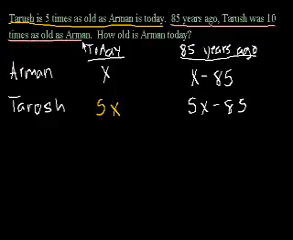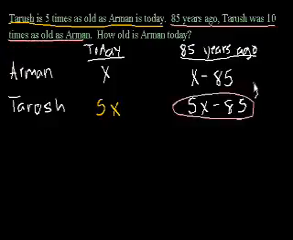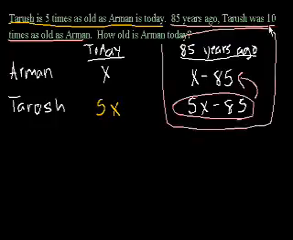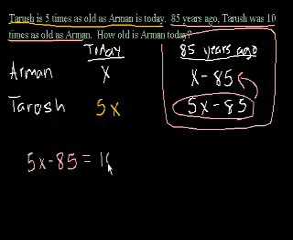10 times as old as Armand. So this number is going to be 10 times more than this number. That's what that sentence tells us. 85 years ago, we're in this situation. Tarush, which is this, was 10 times older than Armand. So we just write that out algebraically. 85 years ago, Tarush is 5x minus 85. And the sentence tells us that he was 10 times older than Armand, who was x minus 85.